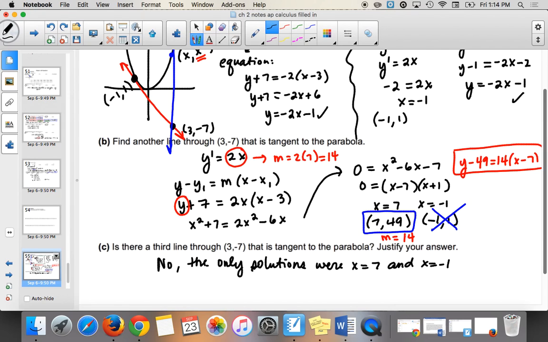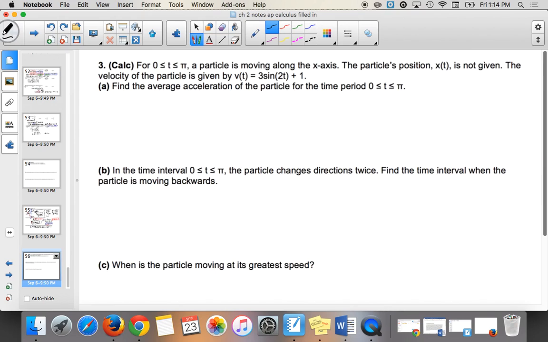All right, and then the last one that we have is a velocity question. It says between 0 and pi, a particle is moving along the x-axis. The particle's position is not given. The velocity of the particle is 3 sine of 2t plus 1. So find the average acceleration. Okay, so we are not going to actually take the derivative of this. I know that acceleration is the derivative of velocity, but since I have the word average there, what I want you to find is the average rate of change. And what we're finding is the average rate of change of velocity.